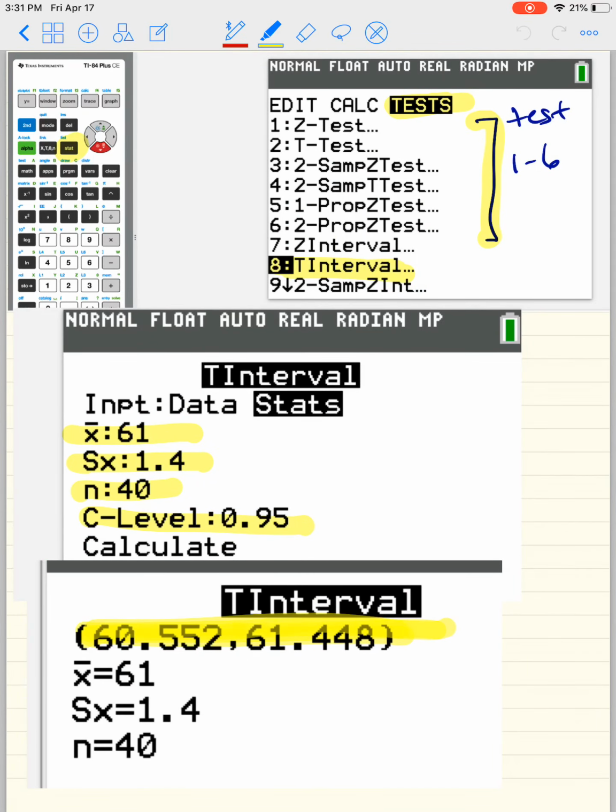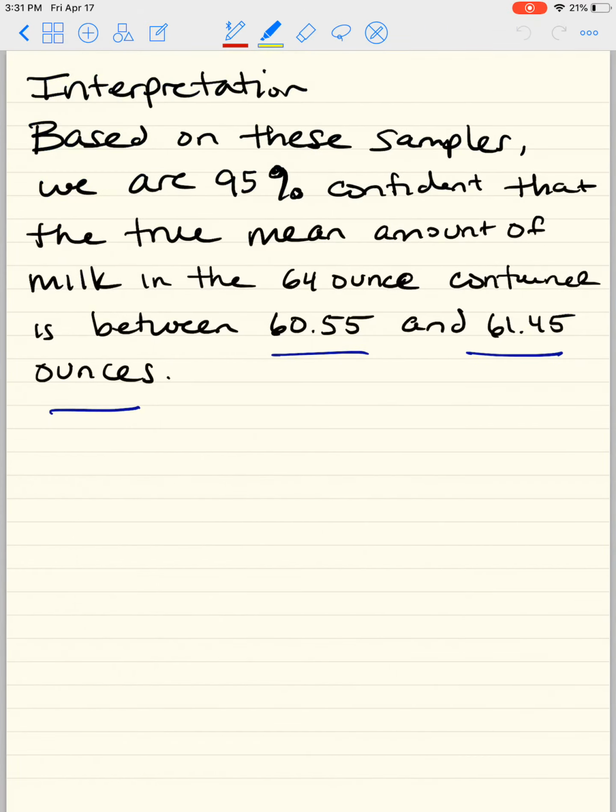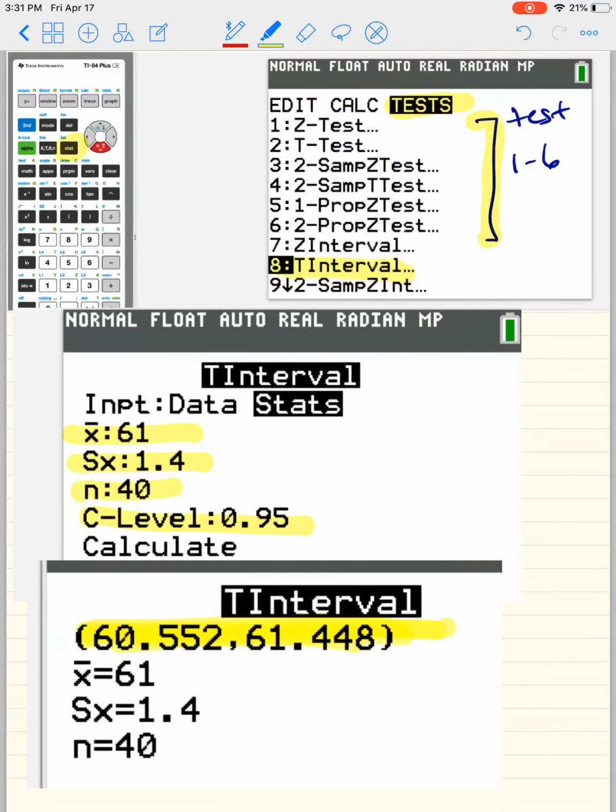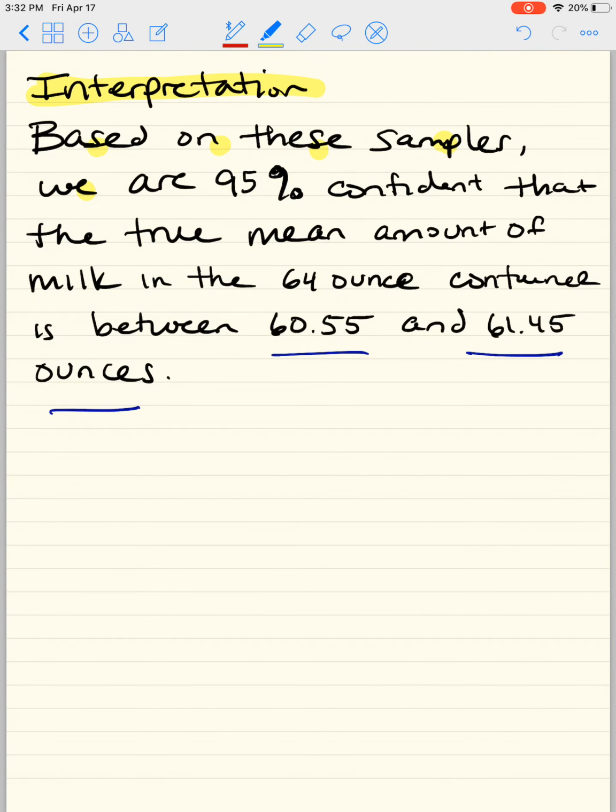Once you put this down, now we need our interpretation, which is really, really important. Your interpretation is going to be based on these samples. We are 95% confident that the true mean amount of milk in the 64-ounce containers is between 60.55 and 61.45 ounces. And that's how you do a confidence interval.